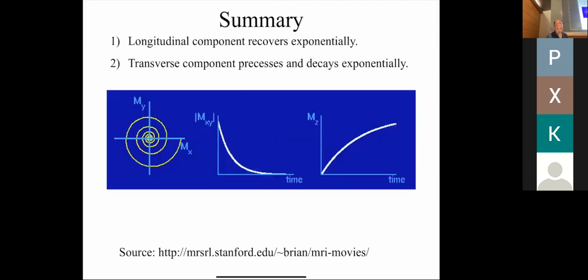This is a nice graphic from Brian Hargreaves at Stanford. I'm going to play it a couple of times just to show you. Essentially, here you're going to see the transverse magnetization, and here you're going to see the magnitude of it. And then here you're going to see the longitudinal magnetization recovering.